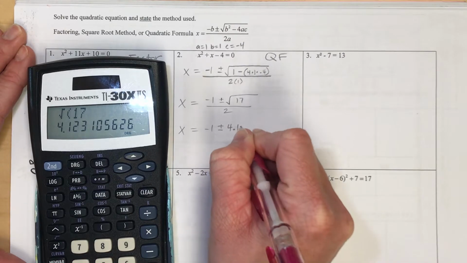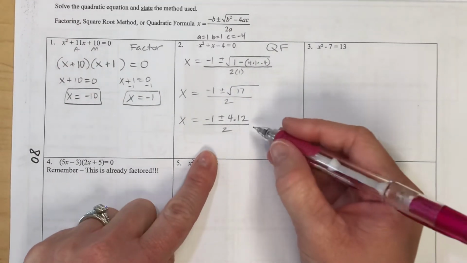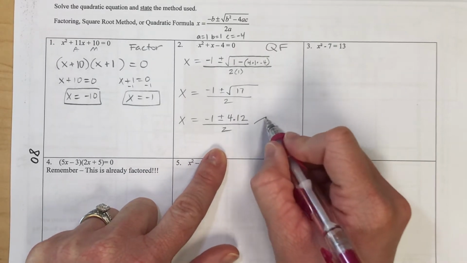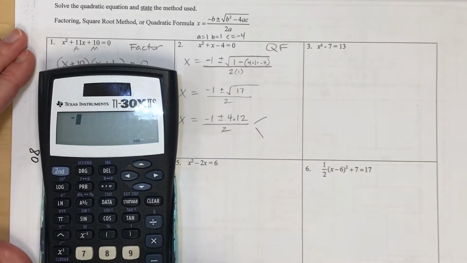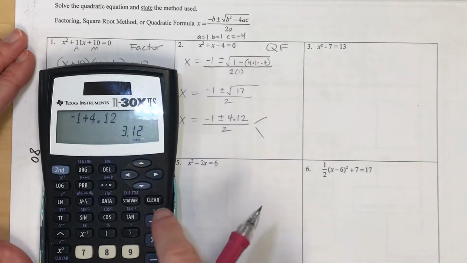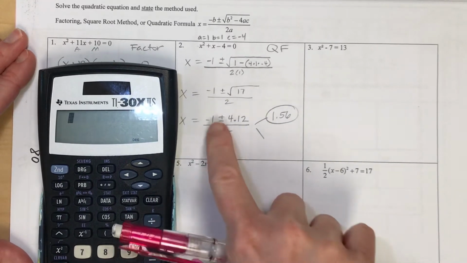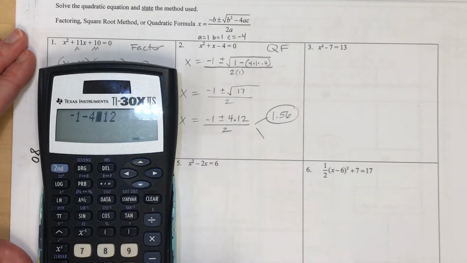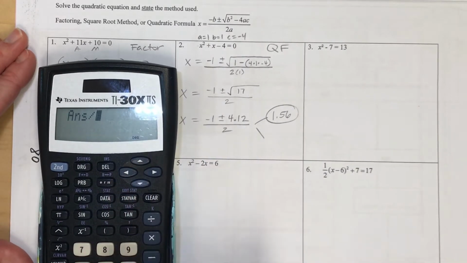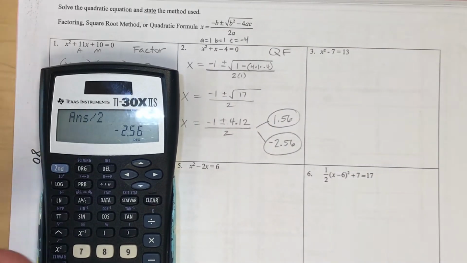That's 4.12. Now we're going to use our calculator, and make sure that we add the top and then divide by 2, subtract the top and divide by 2. So negative 1 plus 4.12, hit enter and then divide by 2, you get 1.56. Now I'm going to take negative 1, subtract 4.12, and then divide by 2, and I got negative 2.56. So those are my two solutions here.